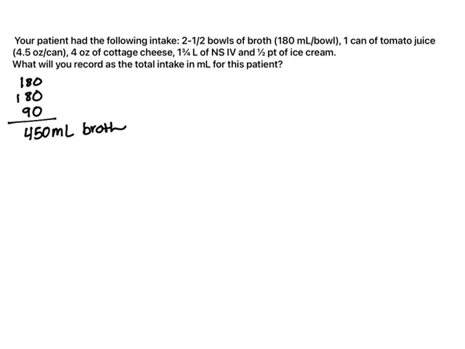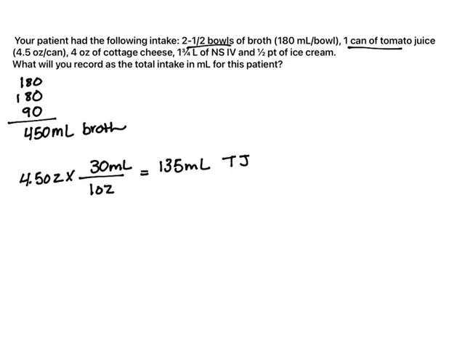All right, next they had a can of tomato juice. It lets us know that 1 can of tomato juice is 4.5 ounces. So we're going to take 4.5 ounces and convert that to mLs. 1 ounce is 30 mLs. So basically all we have to do is multiply it by 30. So 4.5 times 30 is going to give us 135 mLs, and that's going to be our TJ, tomato juice. All right, so are we going to include the cottage cheese? No, we're not.